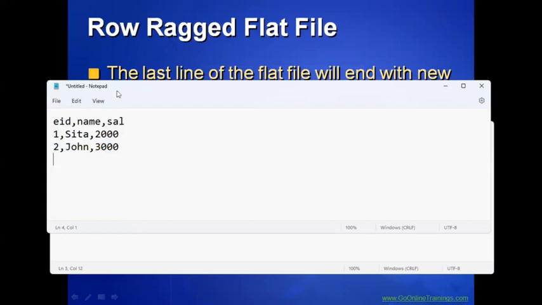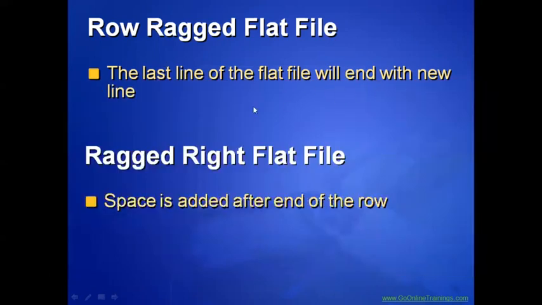That is what is called last line of the flat file will end up with a new line. When you press enter, SSIS thinks that there is data, but actually there is no data. It will give you nulls over there. So you have to be more curious about this kind of data.